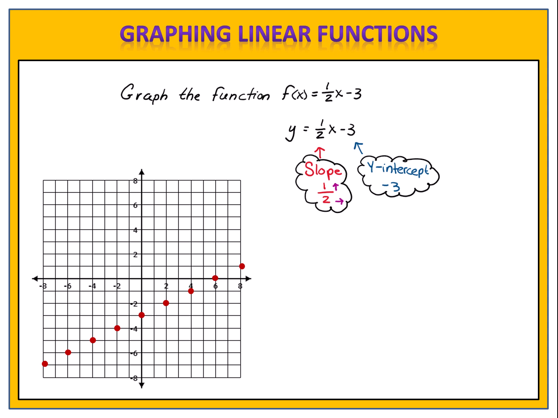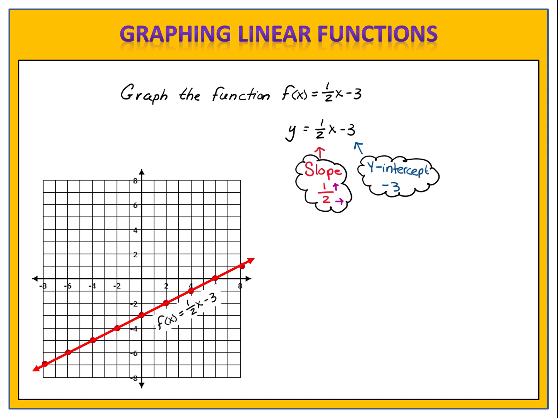We connect the points carefully with a line, arrows on both ends, and we always label the line with the equation. Here, f of x equals 1/2 x minus 3. This is the graph of the linear function that we were given. Notice that the slope is a positive number, 1/2. When the slope is a positive number, we will have a linear function that is increasing. Increasing functions have positive slope.